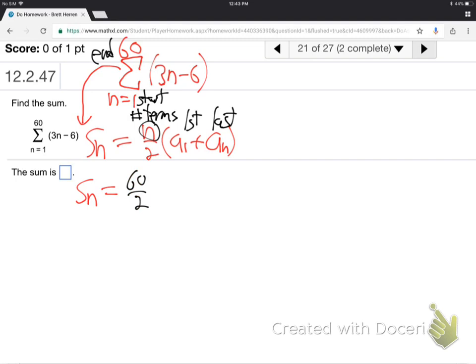Because they're telling us with their big sigma notation. They're saying it starts at 1 and ends at 60. So if I counted people off, I started at 1, I ended at 60, well, there's 60 people. So n is 60. That's nice.